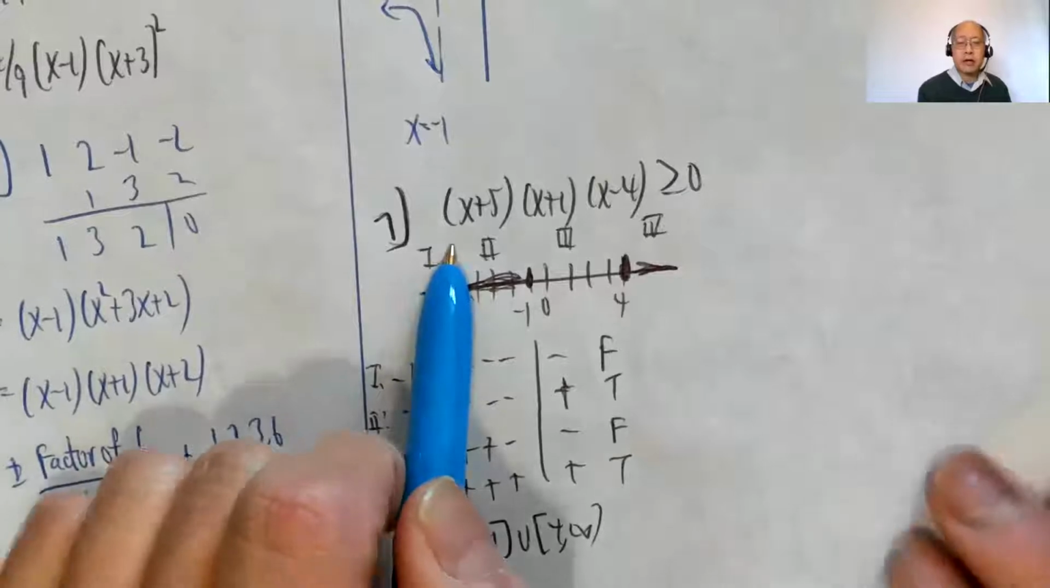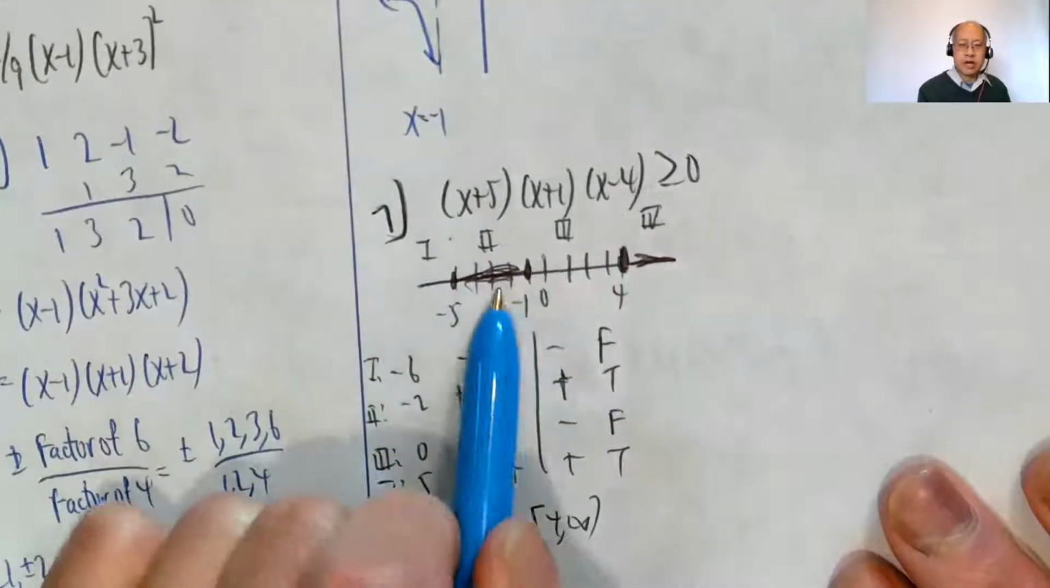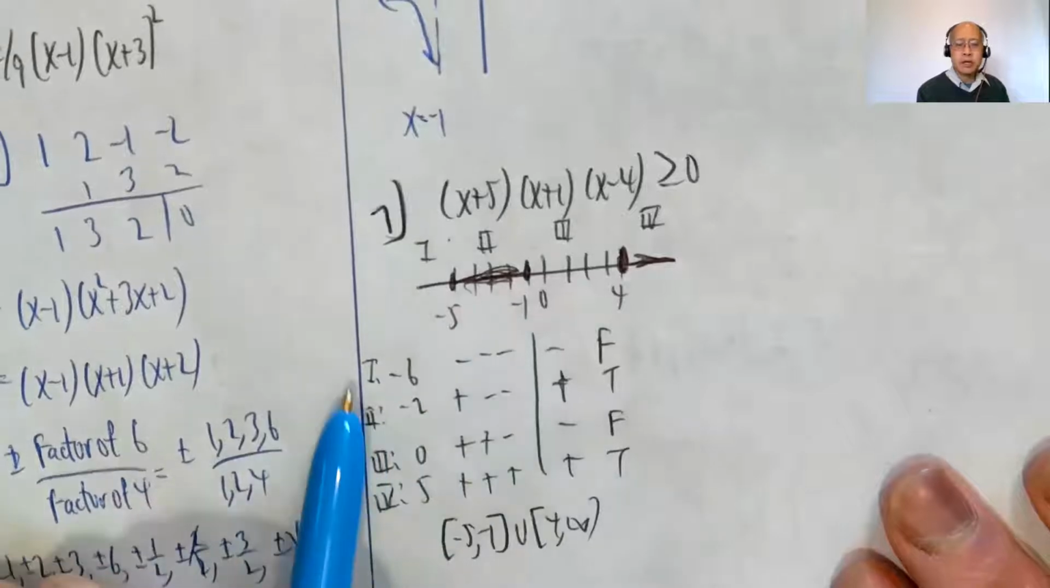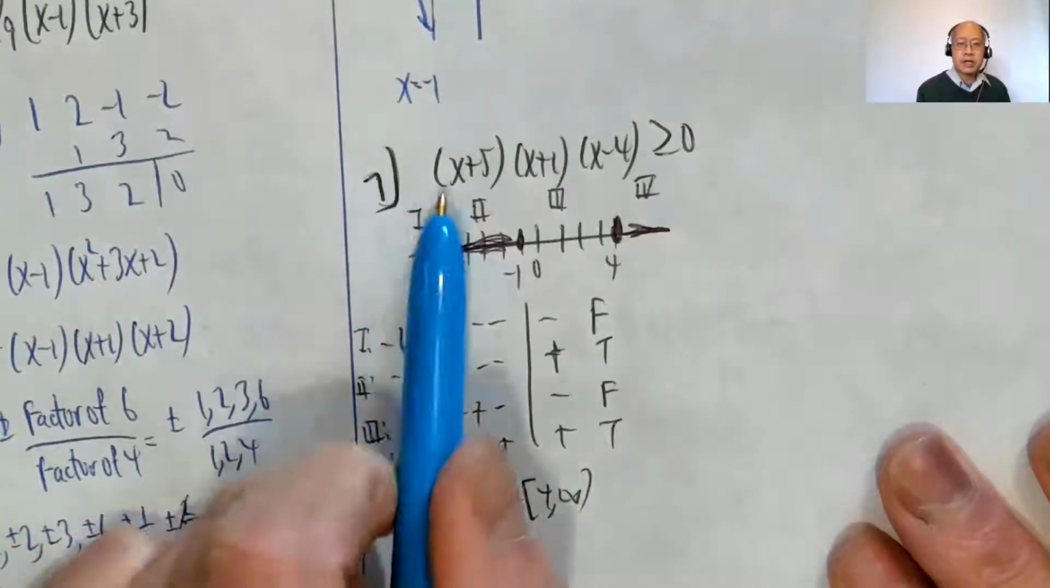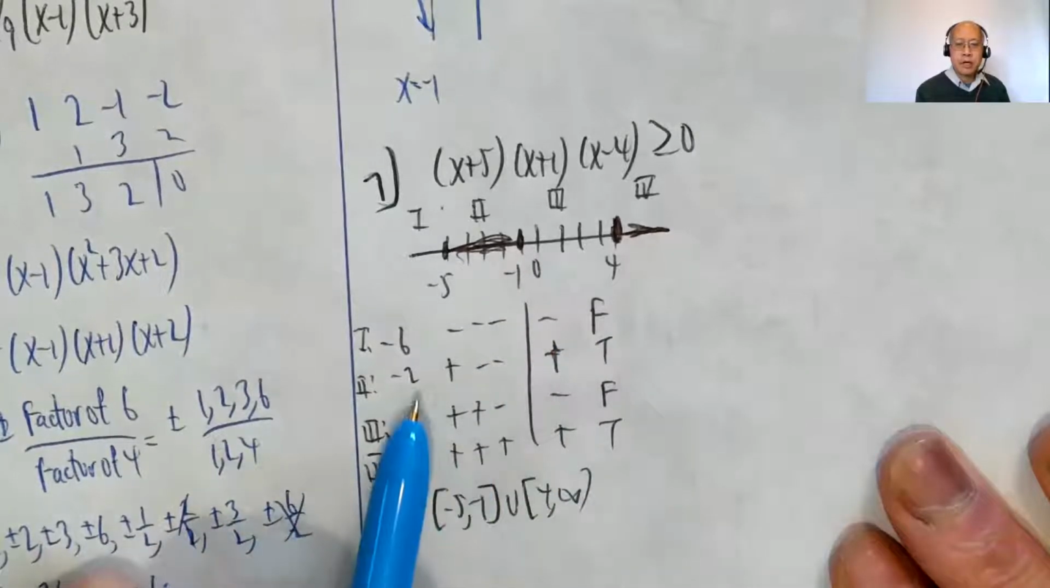Number 7, the thing under the radical greater than or equal to 0. So boundary numbers are -5, -1, and 4. They're all closed. Test -6, -2, 0, and 5. -6 here, here, and here gives me 3 negatives. Comes out to be negative, false.